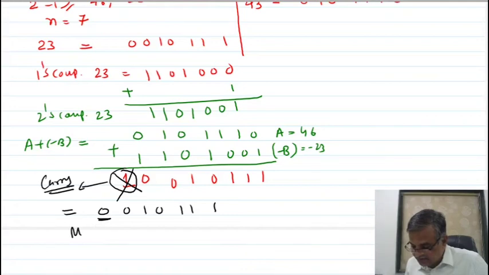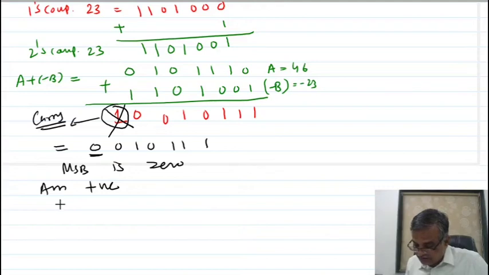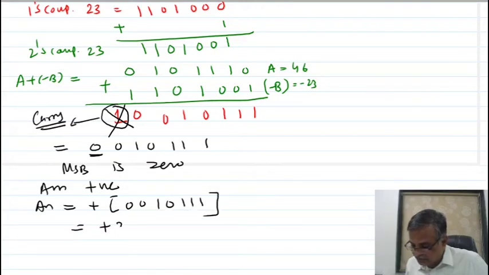This MSB is 0. So the answer is positive and it is in true form. So I have to find the answer, which is nothing but plus 0, 0, 1, 0, 1, 1, 1. So I can get plus 23. You can do this problem in reverse also.